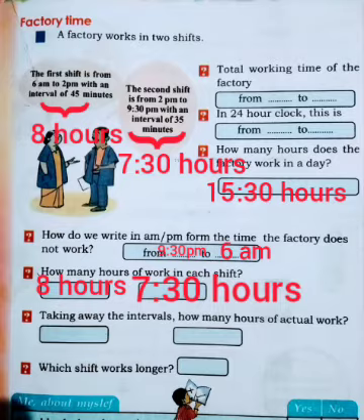Okay, the next question. Taking away the intervals, how many hours of actual work? Okay, look, the first shift. First shift takes 8 hours. Interval time is 45 minutes. We have to subtract the interval time. If we subtract 45 minutes from 8 hours, what is the remaining time? The time is 7 hours 15 minutes. The working time in the first shift is 7 hours 15 minutes.